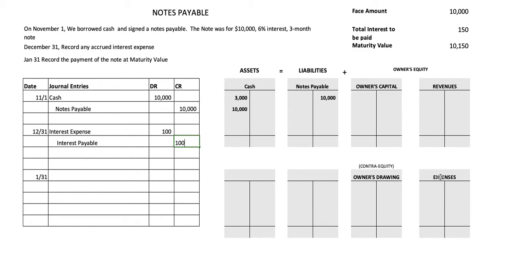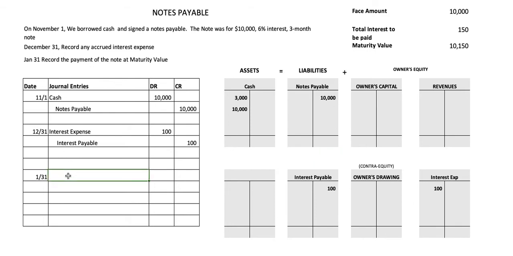And so that is going to go on the expense side. It's going to be called interest expense of $100, and there's a new liability account called interest payable for $100. So this year, at the end of the year, we can report $100 worth of interest expense on our income statement. January 31st is when the full payment is due for this notes payable.